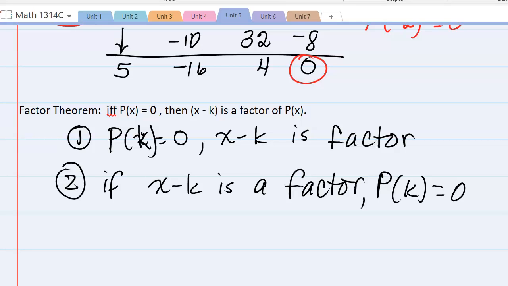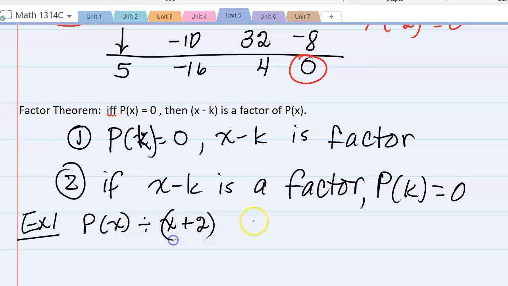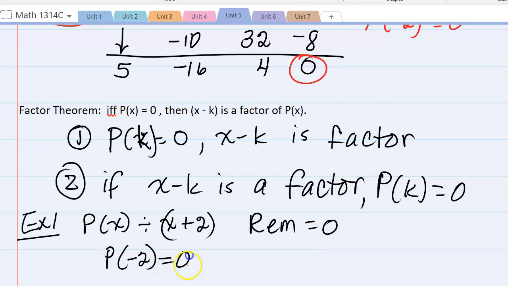So for example 1, we found that when we divided p of x, which was 5x cubed minus 6x squared minus 28x plus 8, by x plus 2, there was a remainder of 0. By the remainder theorem, we can say that p of negative 2 is equal to 0. By the factor theorem, since p of negative 2 is equal to 0, we can conclude that x plus 2 is a factor of p of x.